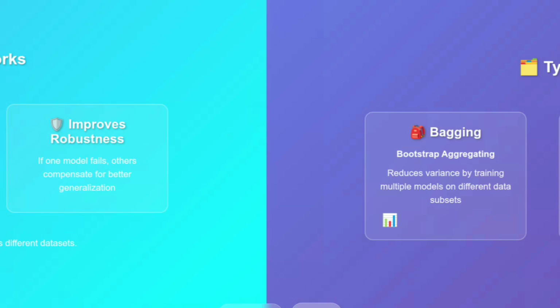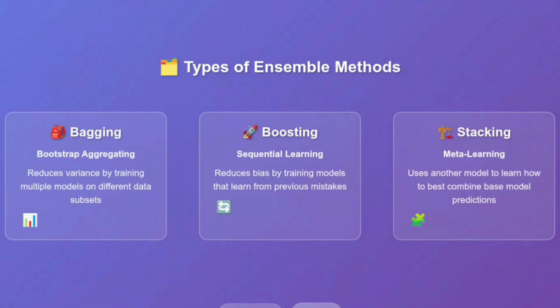Ensemble learning has three main categories of methods, each with its own approach to combining models. Bagging focuses on reducing variance by training multiple models on different subsets of data. Boosting aims to reduce bias by sequentially training models that learn from previous models' mistakes. Stacking takes a meta-learning approach, using another model to learn how to best combine the predictions of multiple base models. Let's explore each of these in depth.